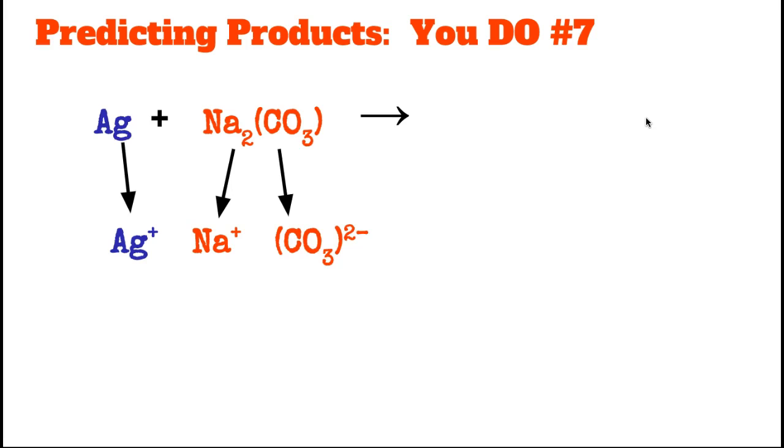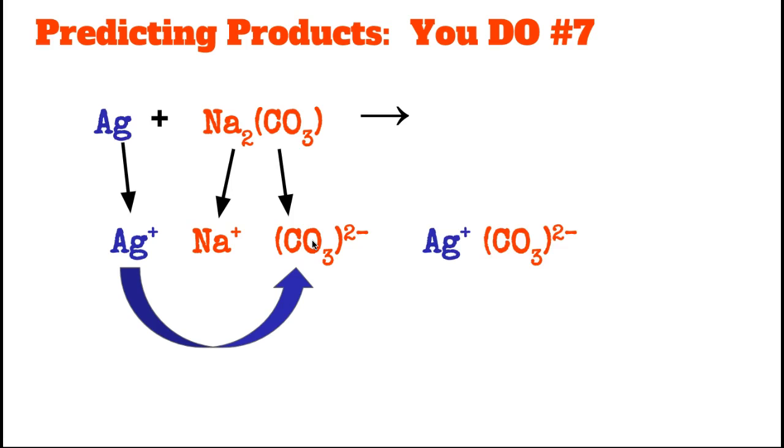And then the next thing that we need to do is find our new partners. So metals replace metals, positive replaces positive. So silver is now going to be with carbonate, and we're going to form a new solid. So silver with carbonate. And then we're going to have sodium on its own.